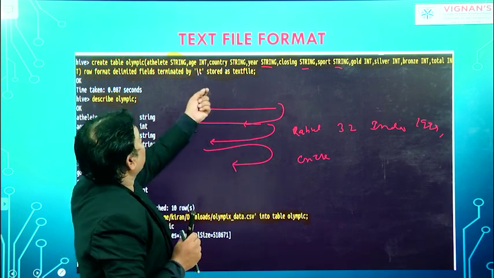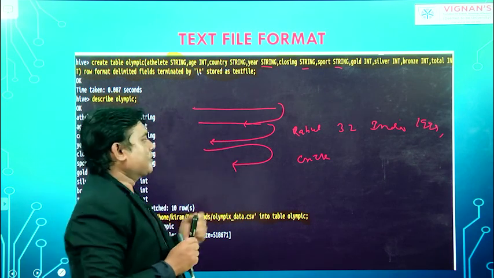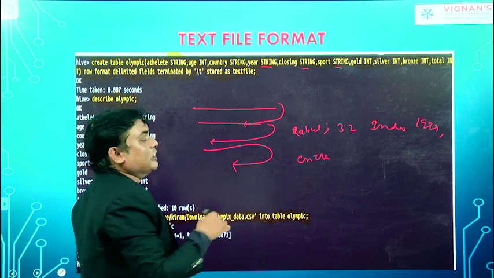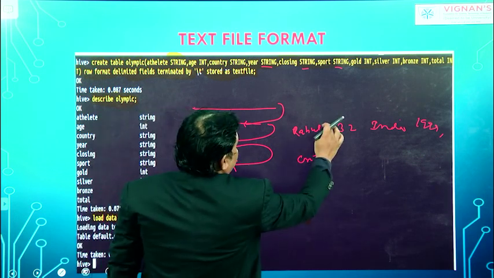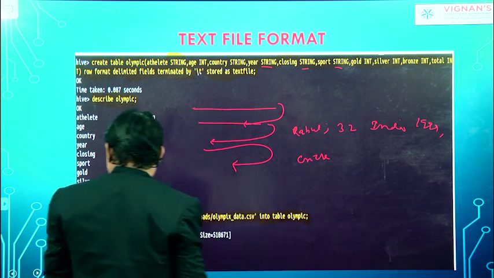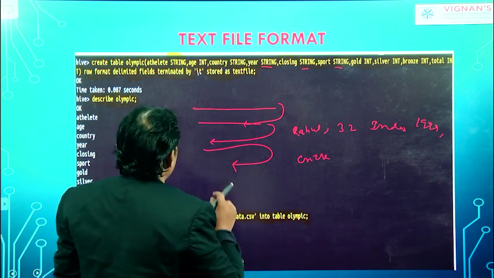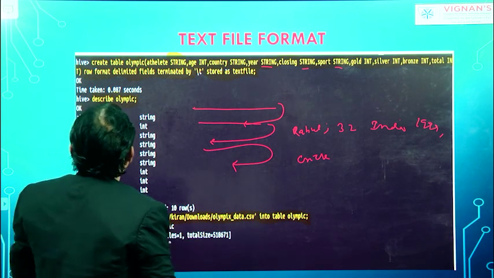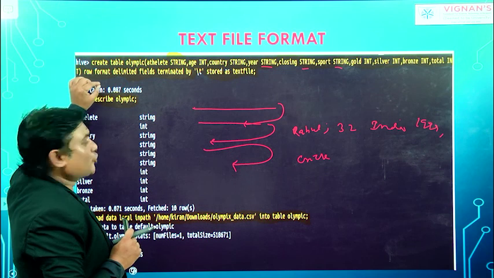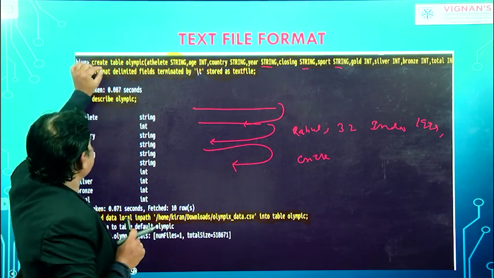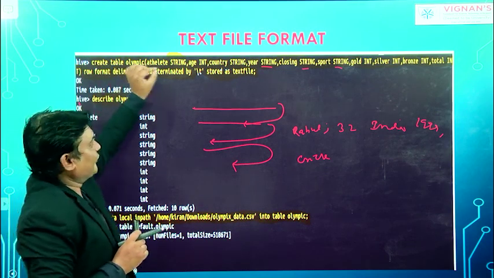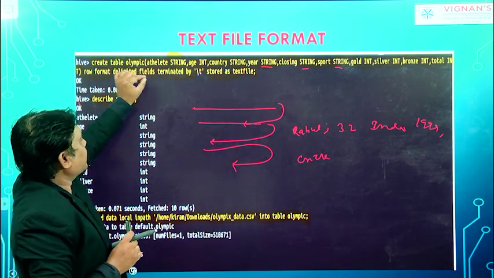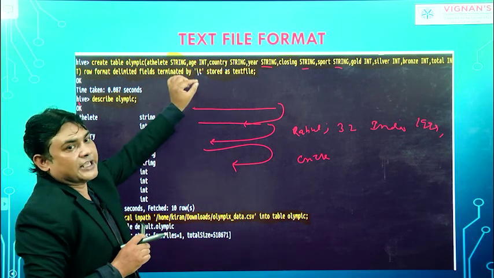We can also write semicolon. It means the fields are terminated by semicolons. If you write only colon, it means the fields will be terminated by the colon only. So we are going to write this syntax to create a table. First write create table, table name, specify the fields and data types. Then you have to write row format delimited, fields terminated by tab, and stored as text file.